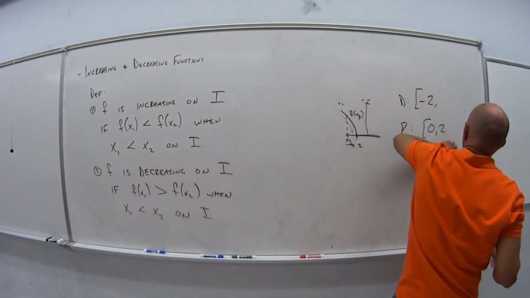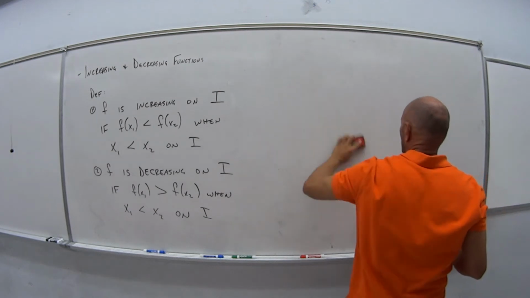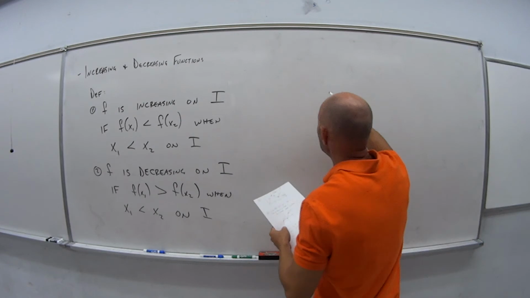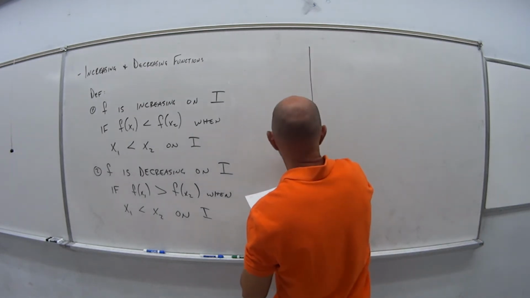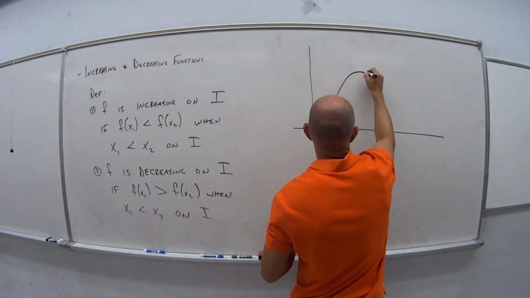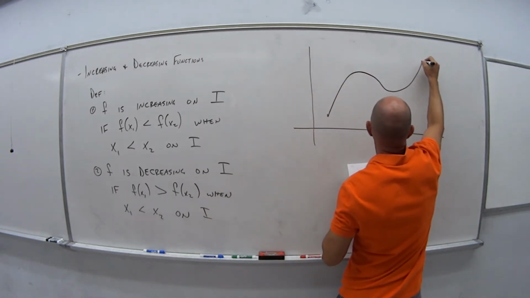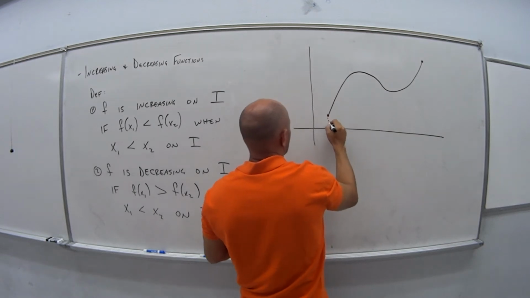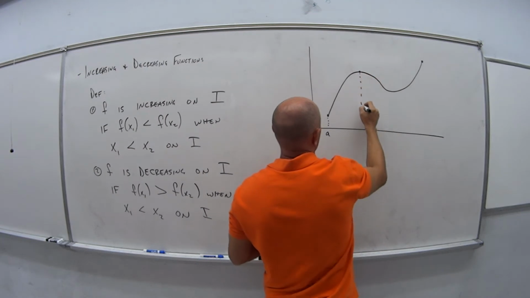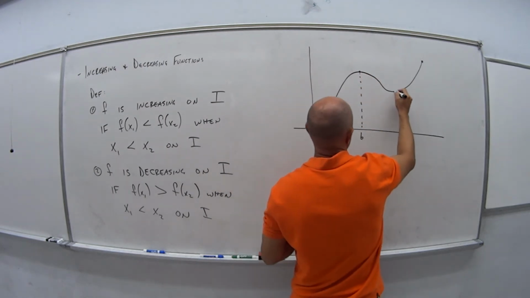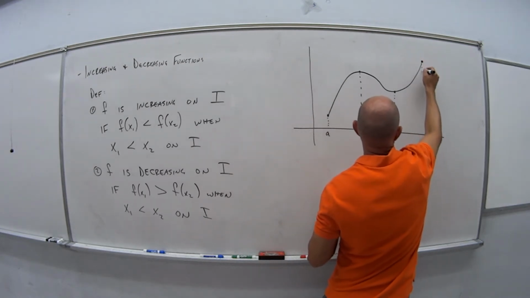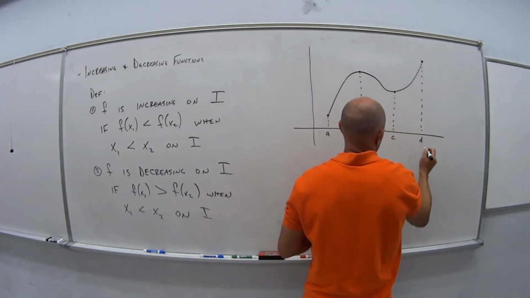Now, depending on what our graph looks like, we could have a bunch of different intervals where it's increasing or decreasing, and when it changes, so let's say I have this graph, we'll call that point A, that point B, that's point C, and the end, point D.